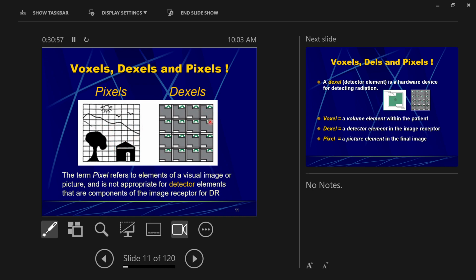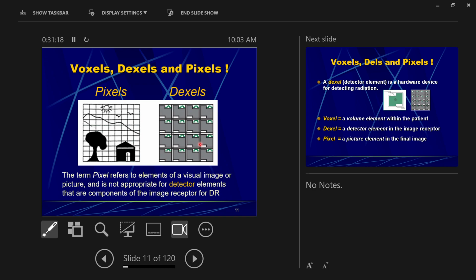Much like on your camera, the DR plate has detector cells. Tiny little detectors that detect light. The one on your phone's camera is sensitive to visible light. The ones in this big imaging plate are sensitive to X-ray light.